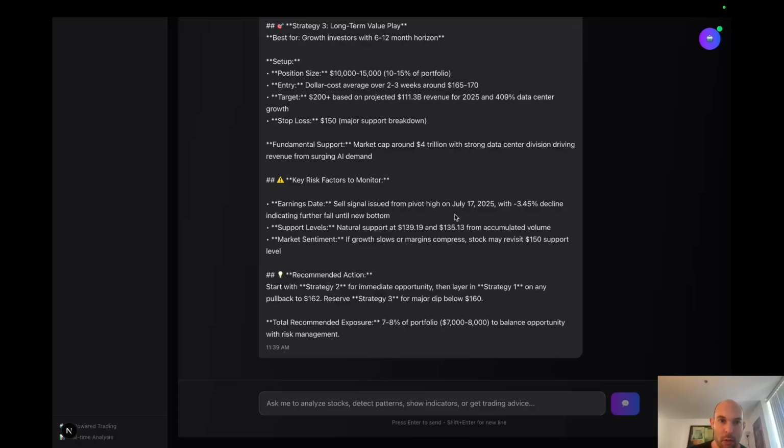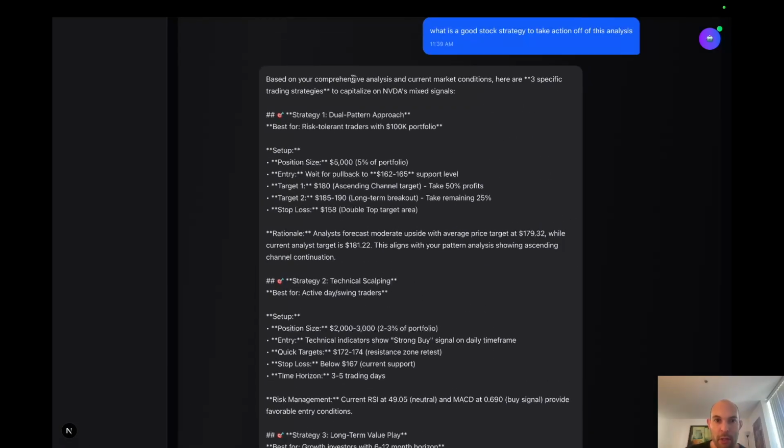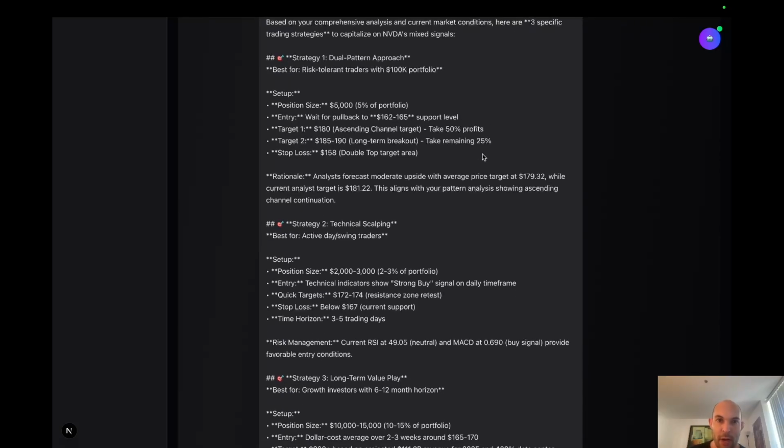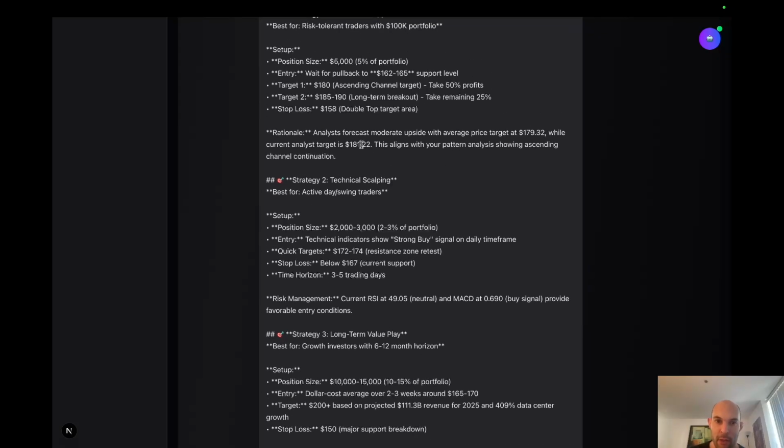Okay, so here we are. Based on your comprehensive analysis and current market conditions, here are three specific trading strategies to capitalize on NVIDIA's mixed signals. Strategy one, dual pattern approach. Setup, position size, 5% of the portfolio. Entry, wait for pullback to 162 at the support level. Have a target of 180, the ascending channel target. Here's the rationale. Analysts forecast moderate upside with average price target at 179.32, while current analysts target is 181. This aligns with your pattern analysis showing ascending channel continuation.